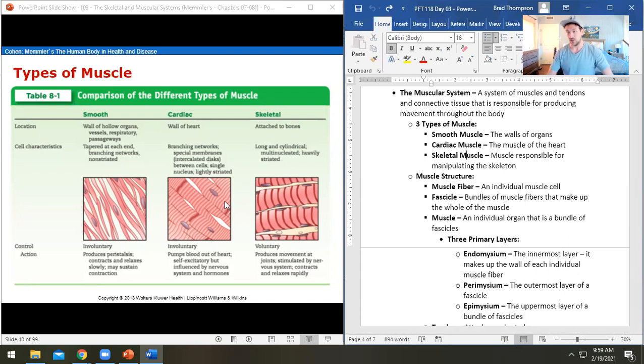Then we've got cardiac muscle. That's found in your heart. Cardiac muscle looks a little bit different. Like, take a look here.